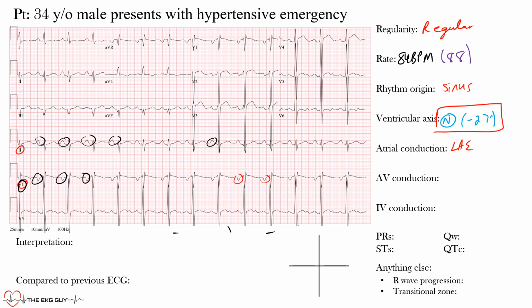All right. So we do have left atrial enlargement, and hopefully that makes sense. So already a lot going on here. Let's move on to AV conduction. We looked at the P wave, and as you can see, we're making our way through.